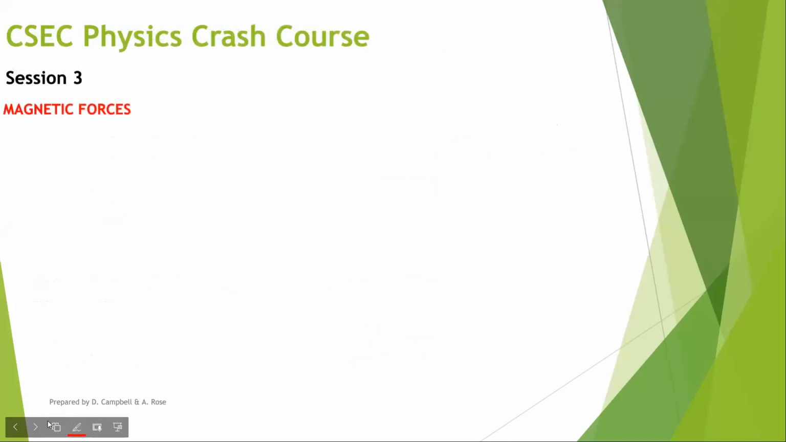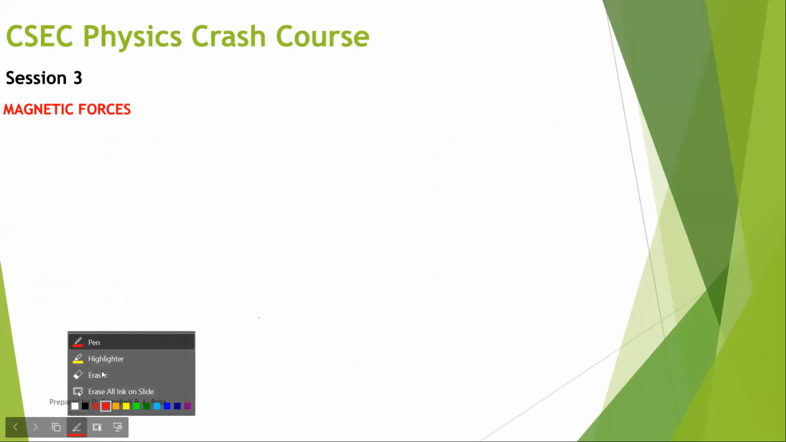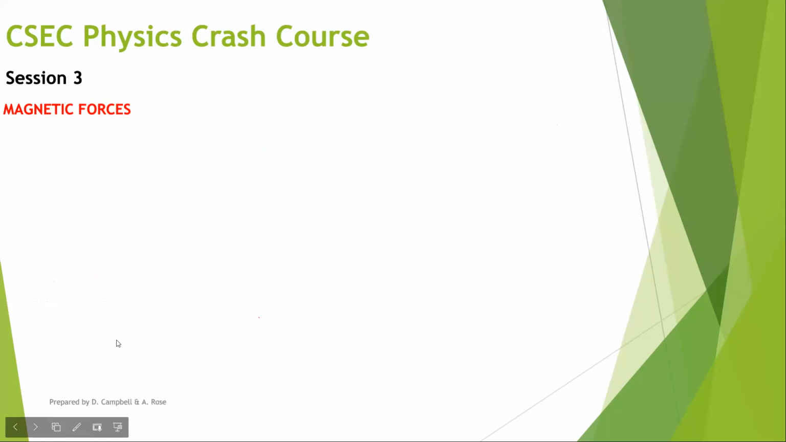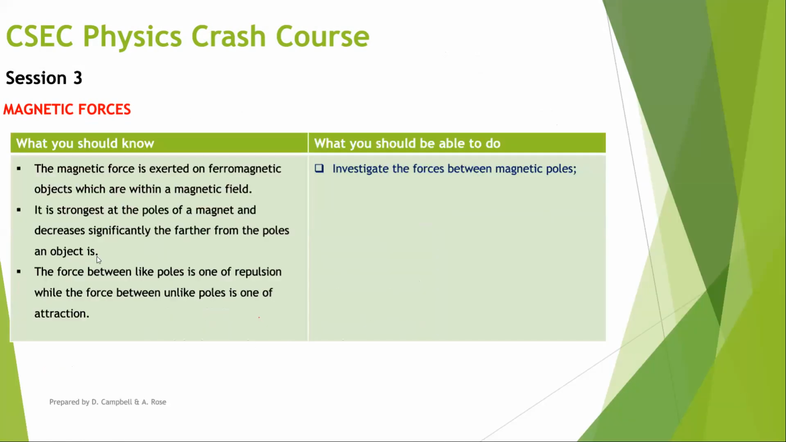We will be moving on to our next topic, which is magnetic forces. For magnetic forces, we're going to look at what you need to know. The magnetic force is that which is exerted on a ferromagnetic object or objects within the magnetic field. This force is strongest at the poles of a magnet, and it decreases significantly the farther from the poles the object is. So the strongest force from a magnet is at the poles, N pole and S pole.